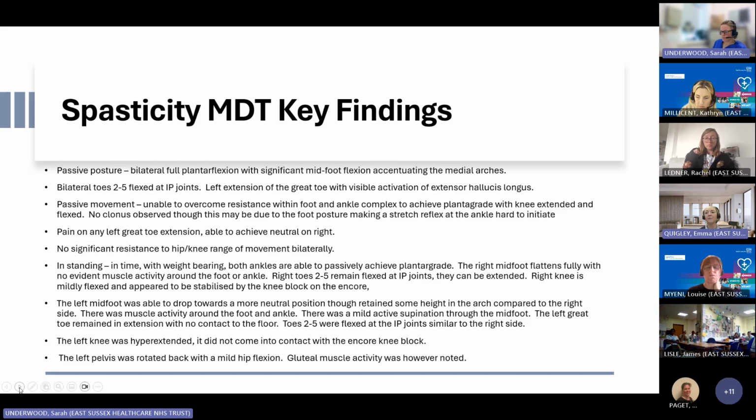The left pelvis rotated back, obviously with that hyperextension that was accentuated even more, but there was glute activity in there. So there was definitely underlying activity present, but it was very difficult to ascertain what was active, what was tonal, what was anxiety driven.